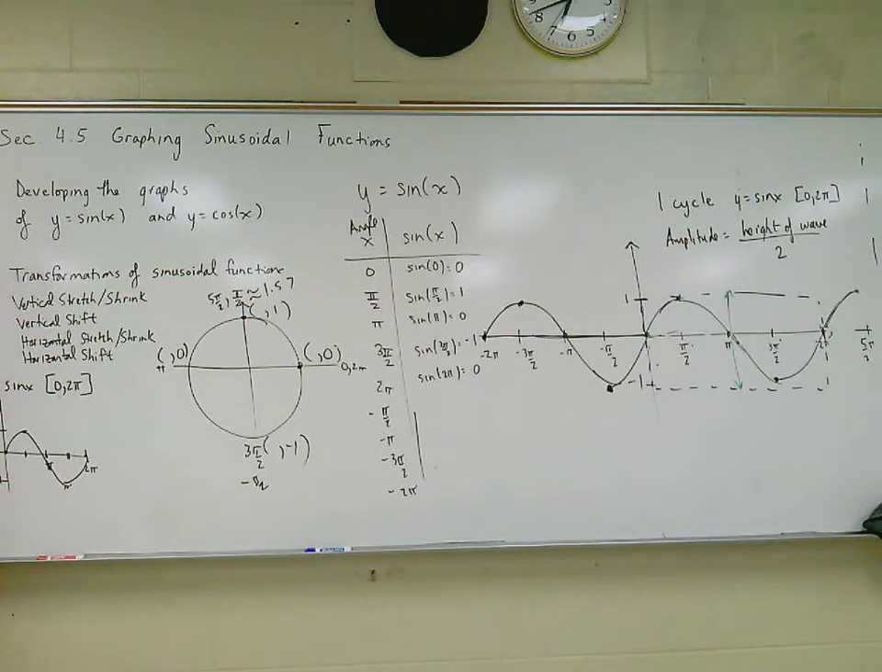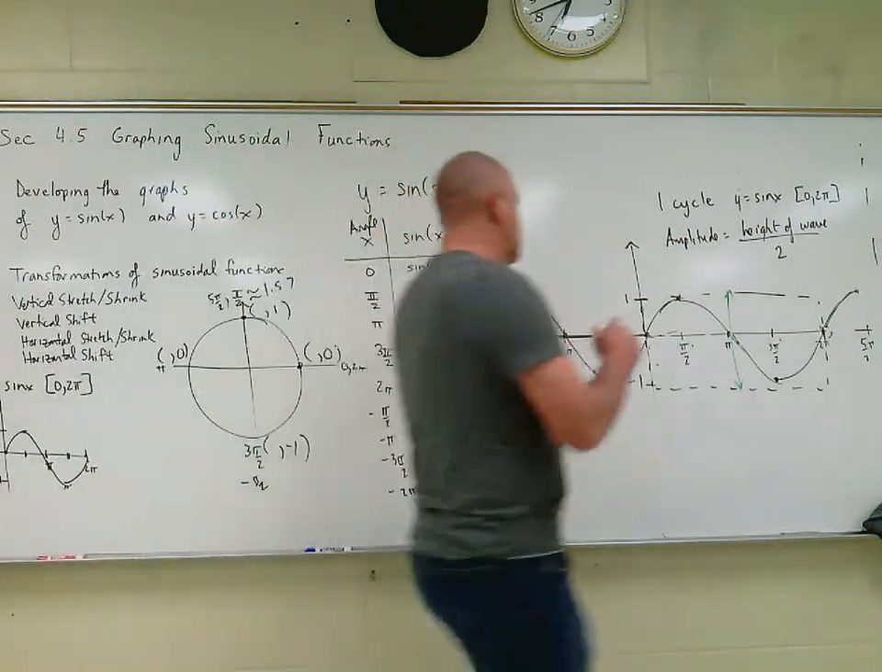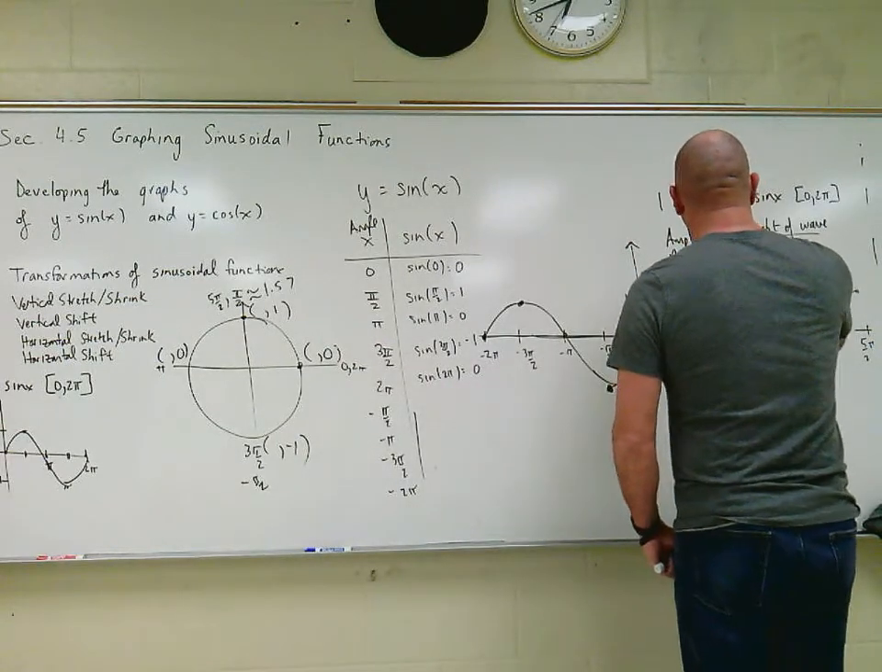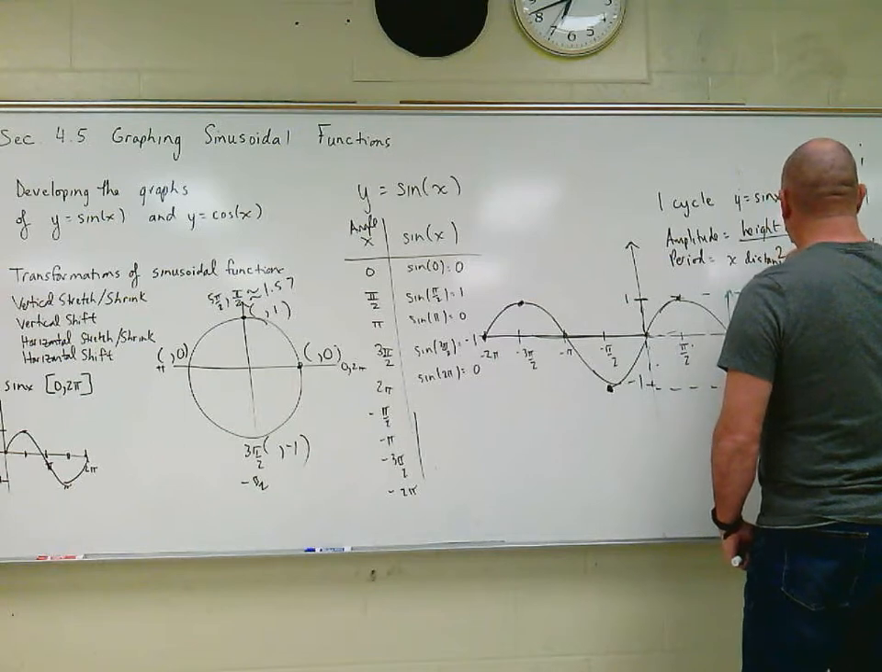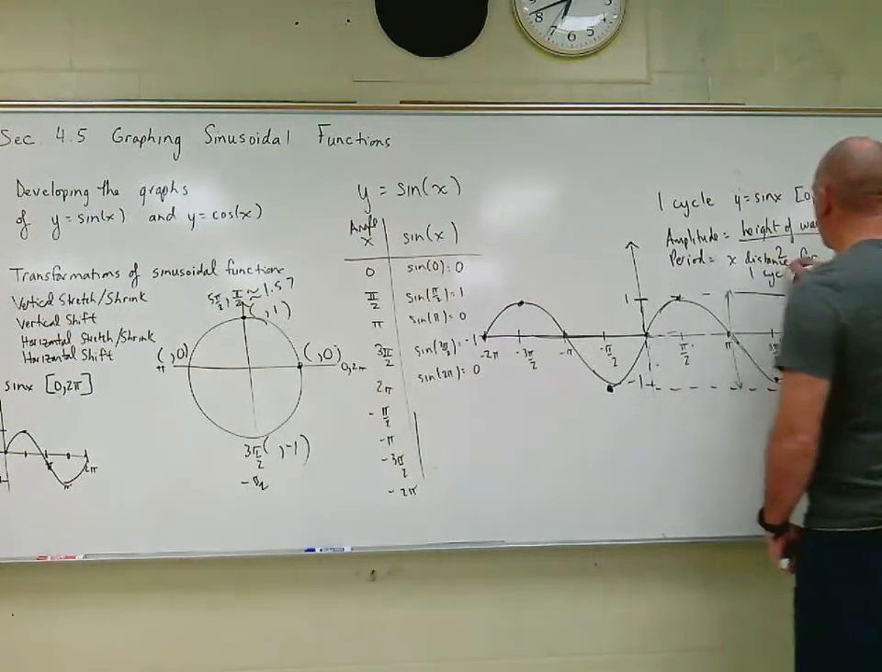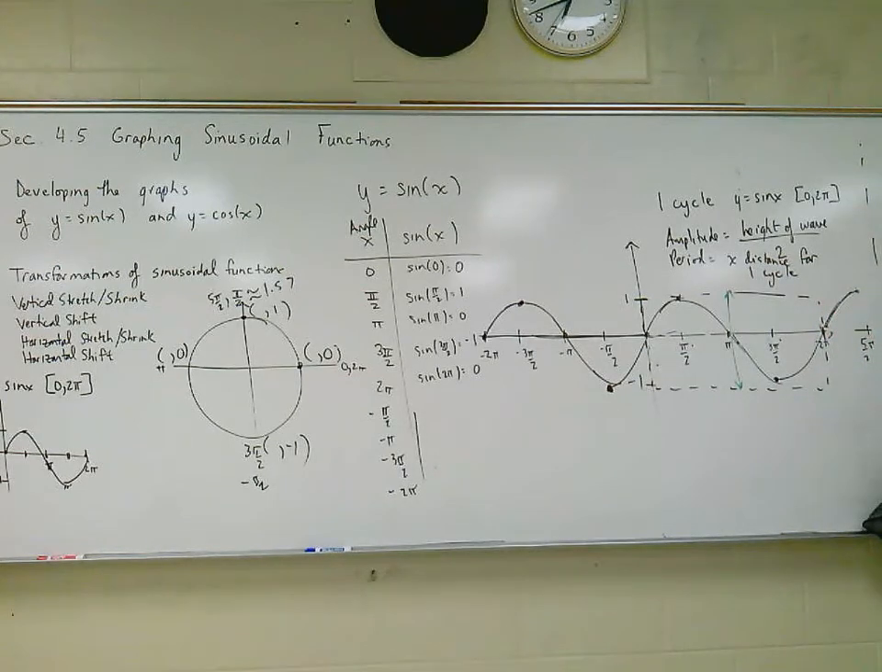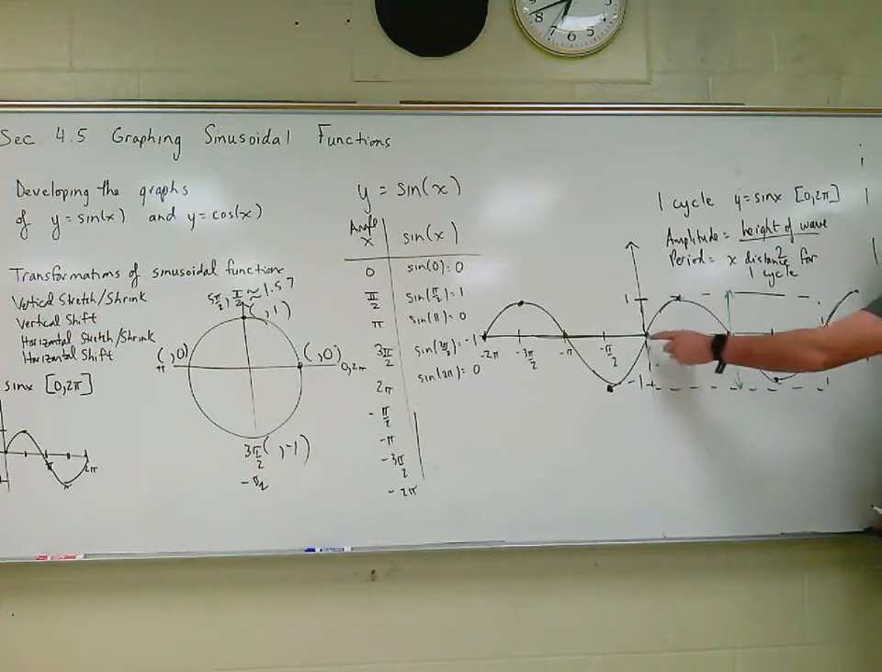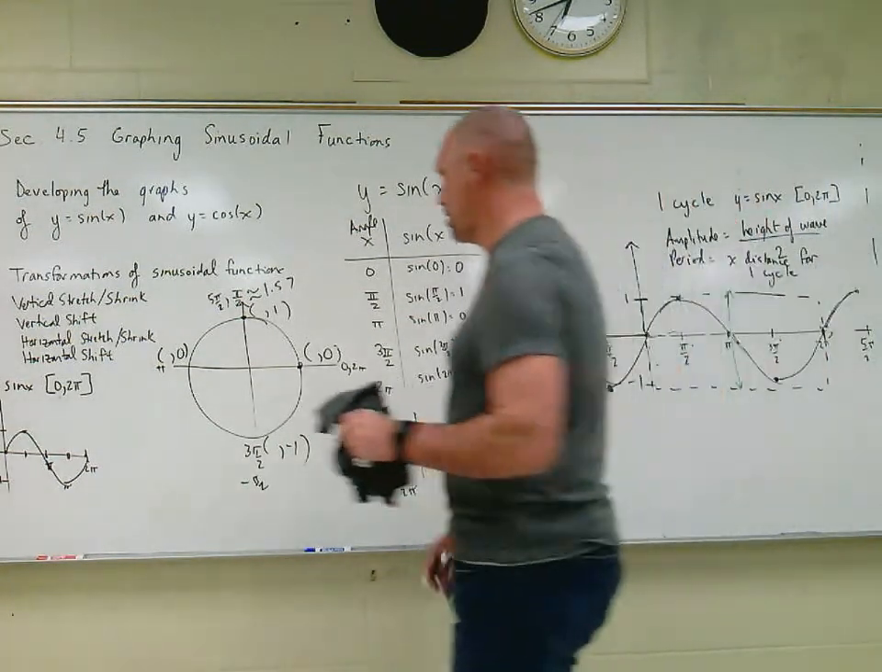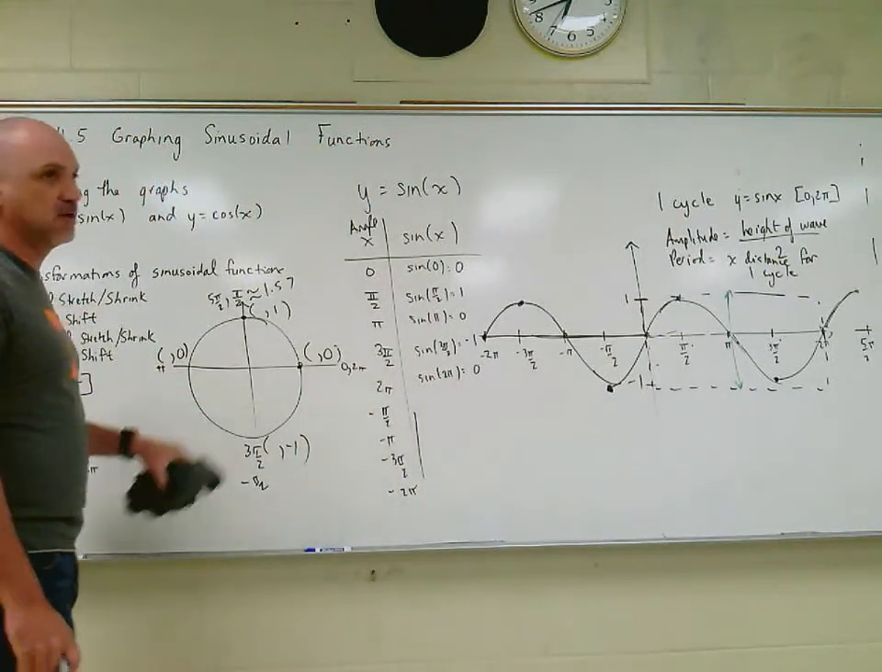There's another term that we'll use: period. It is the x distance for one cycle. So for this one cycle, remember one cycle is here to here. How far is that horizontally? Isn't it 2? Not 2. 2 pi. The x distance for one cycle is 2 pi. So we say sine is 2 pi periodic. We'll write all that stuff down later. I'm just introducing those definitions.